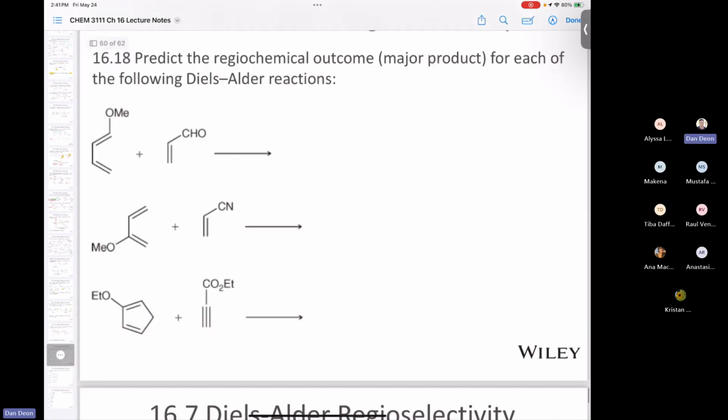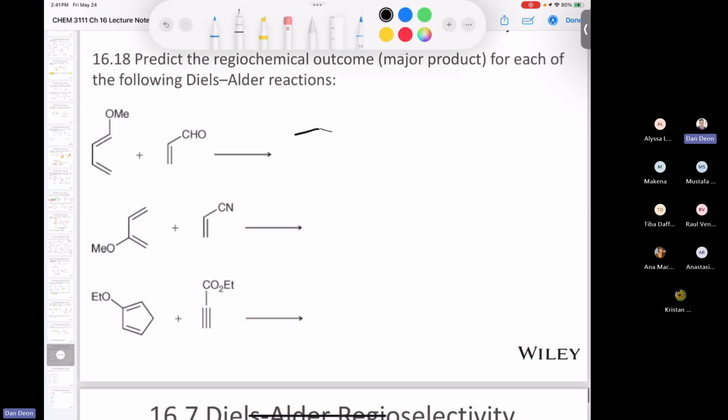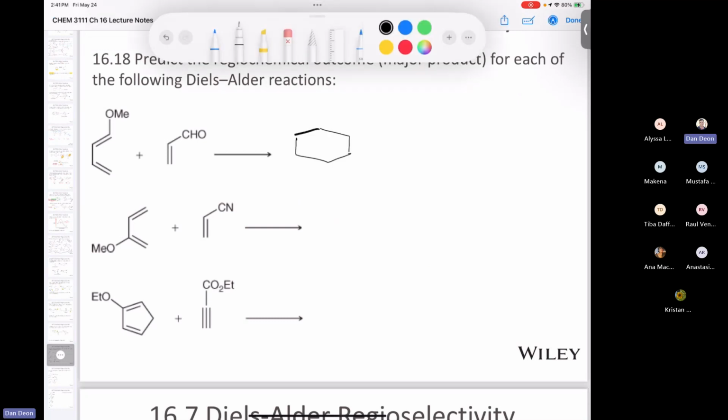All right. So the next one, so the first one, the product was what? For the first one, the product was this. So we had this. There we go. For the next one, we had this. So we had our methoxy group over here. Then we had our nitrile over here. And the reason why is because this is delta negative, this is delta plus, this is delta negative, this is delta plus.